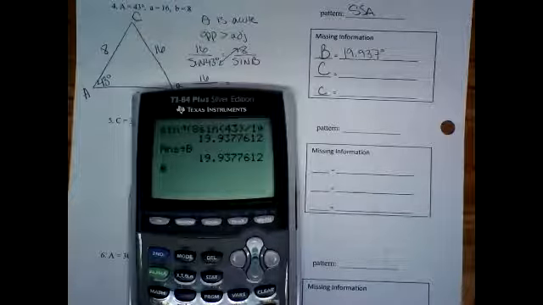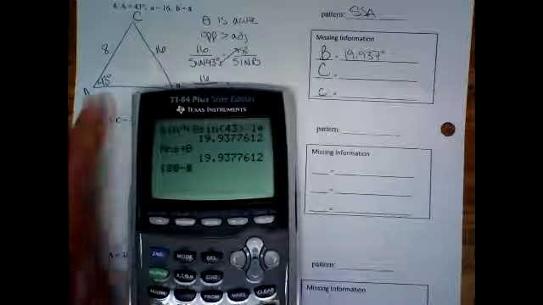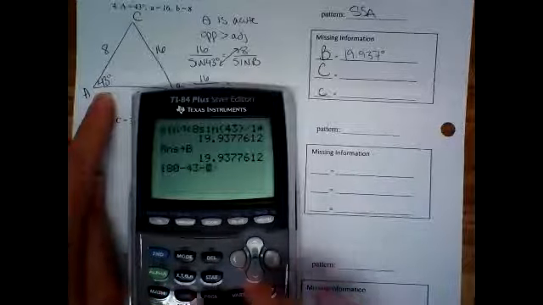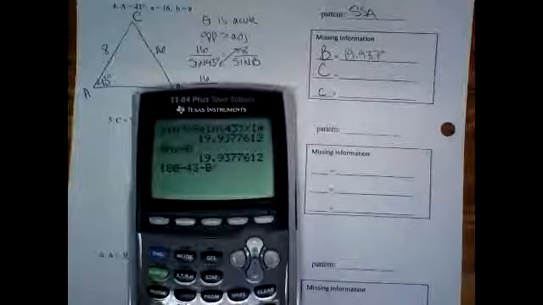Now, how do we get angle C? Well, all the angles have to add up to what? 180. So do 180 minus 43 minus alpha B, and that will give you what's left over for C. So there's kind of no work for that one. You just subtract from 180.